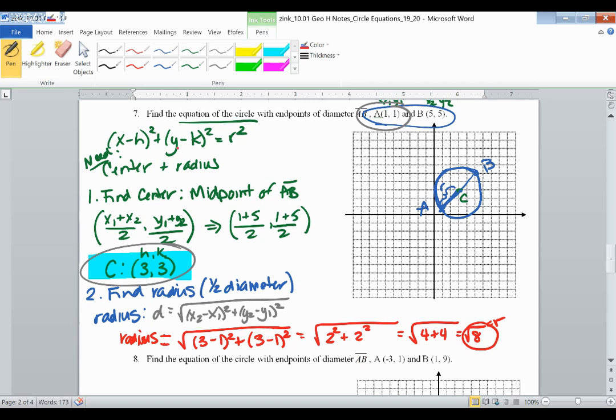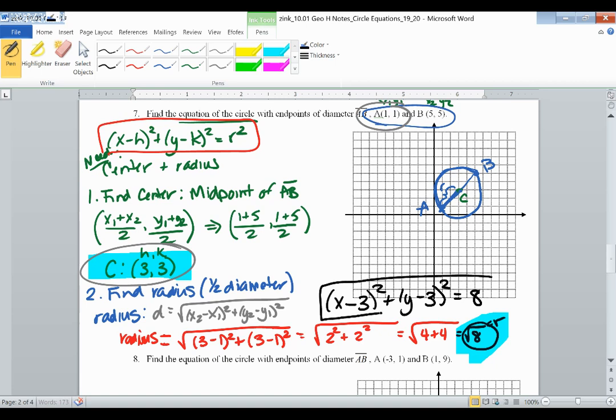So now I'm going to use this formula and just substitute in. So I've got x, well, let me highlight. So I'm using the 2 highlighted pieces. So x minus 3 quantity squared, that's my h, plus y minus 3 quantity squared, that's my k, and rad 8 squared is 8. And that would be our final answer.